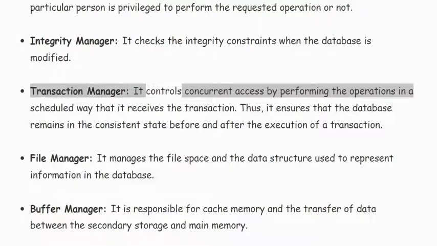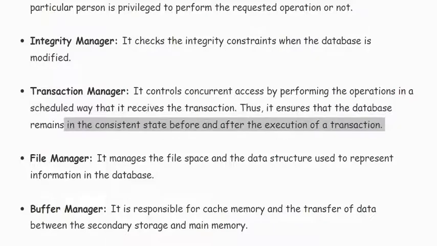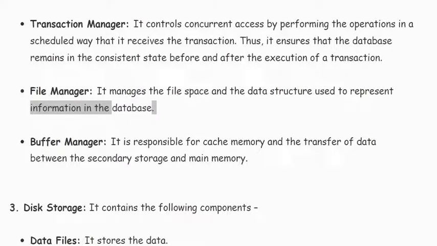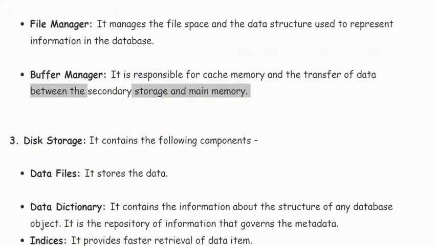Transaction manager. It controls concurrent access by performing the operations in a scheduled way that it receives the transaction. Thus, it ensures that the database remains in the consistent state before and after the execution of a transaction. File manager. It manages the file space and the data structure used to represent information in the database. Buffer manager. It is responsible for cache memory and the transfer of data between the secondary storage and main memory.